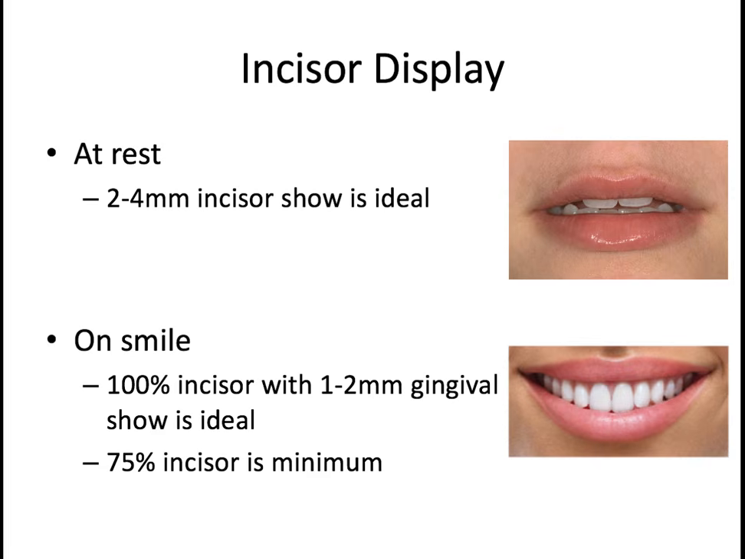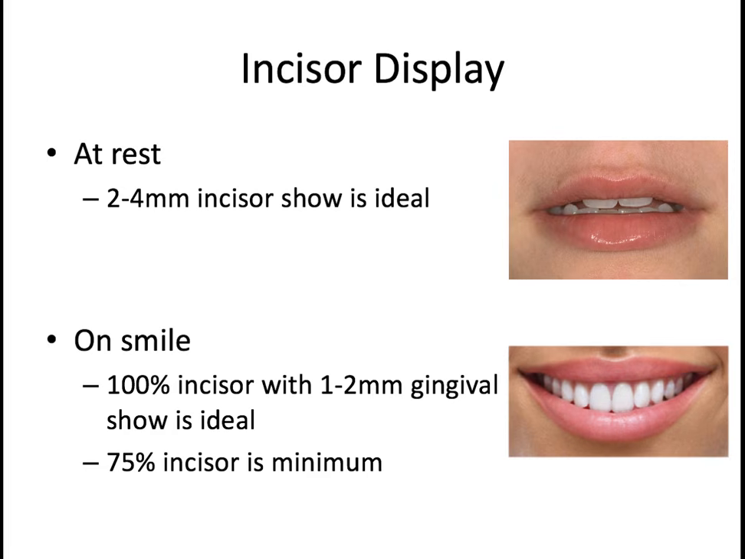Incisor display refers to how much of the incisors show either at rest or on smile. So incisor display at rest, we're looking for about 2 to 4 millimeters being aesthetically pleasing. So this is just a little bit of the incisor showing. Again, if you're at rest, maybe your lips are touching, you have lip seal, that's acceptable as well.